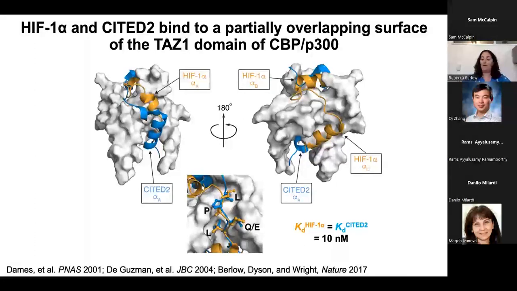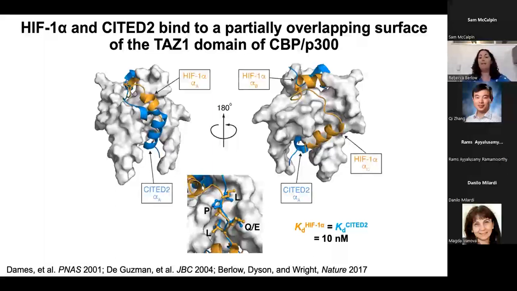And so as structural biologists and of course NMR spectroscopists, we were very excited that we could study these complexes by NMR. And this was work that was actually carried out before I joined the Wright Lab at Scripps. But postdocs were able to solve the solution structures of the HIF1 alpha and CITED2 transactivation domains in complex with the TAZ1 domain of CBP and P300.